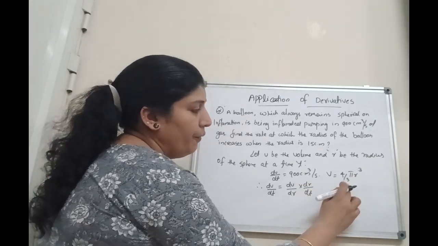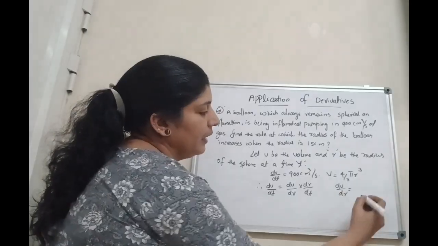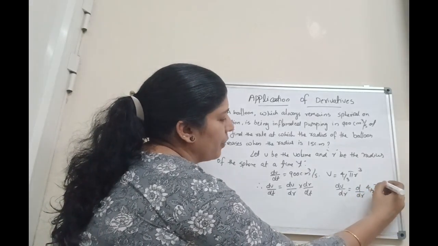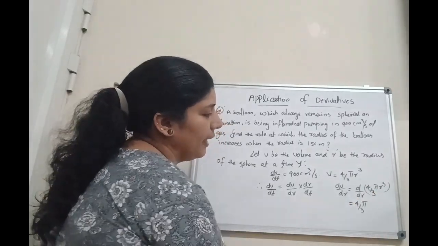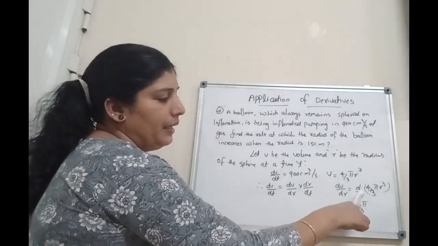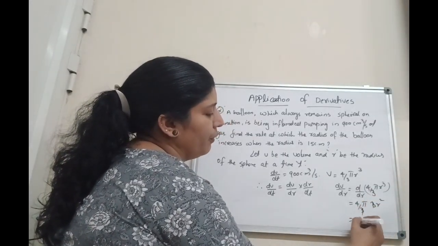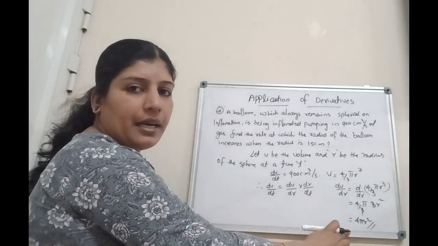Here, V equal to 4 by 3 pi r cube. Therefore, dV by dr equal to d by dr of 4 by 3 pi r cube. Here 4 by 3 pi is constant, therefore take 4 by 3 pi outside. Next we consider d by dr of r cube, that is 3 r square. Then 3 cancels, that's equal to 4 pi r square. Therefore dV by dr equal to 4 pi r square.